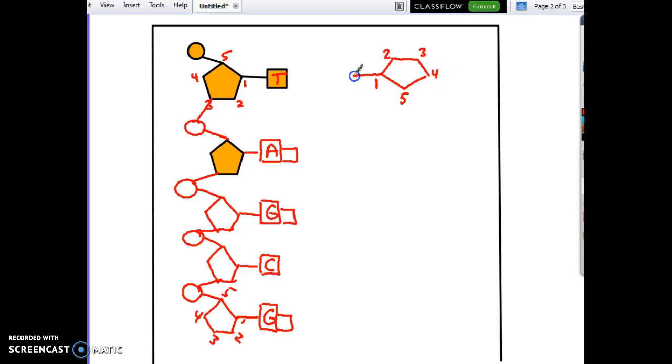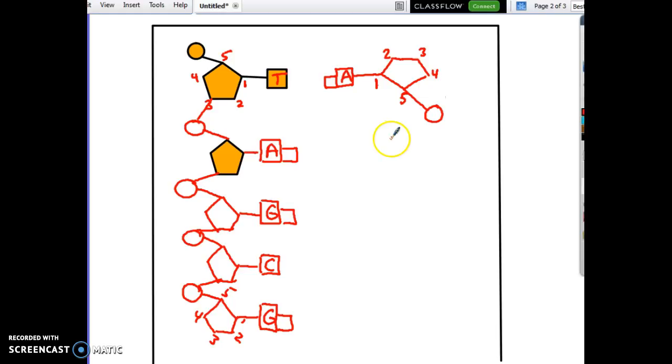Off of the 1st carbon, I now have my nitrogen base. Now it's facing the nitrogen base of my left side strand. And remember that if the left side strand has T on it, what letter must this nitrogen base be? Hopefully you're thinking or said A. Off of the 5th carbon comes my phosphate group. So here's the orientation of my right-hand side molecule.